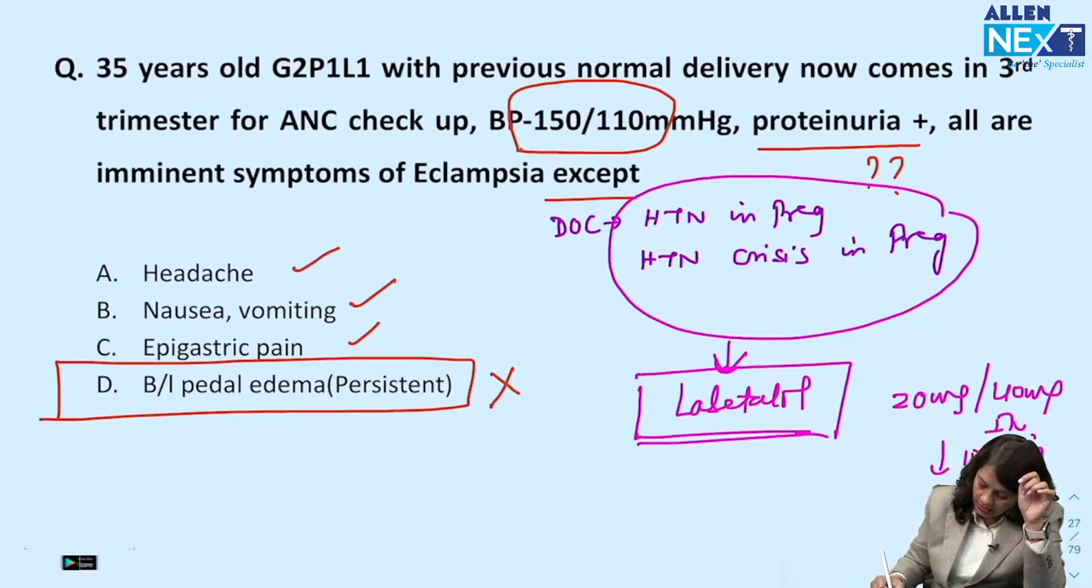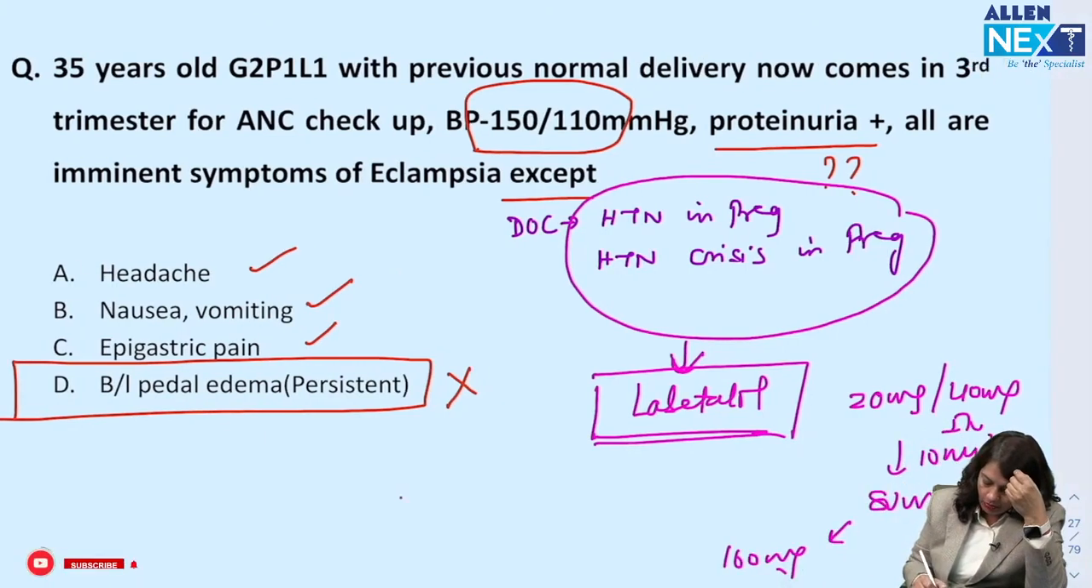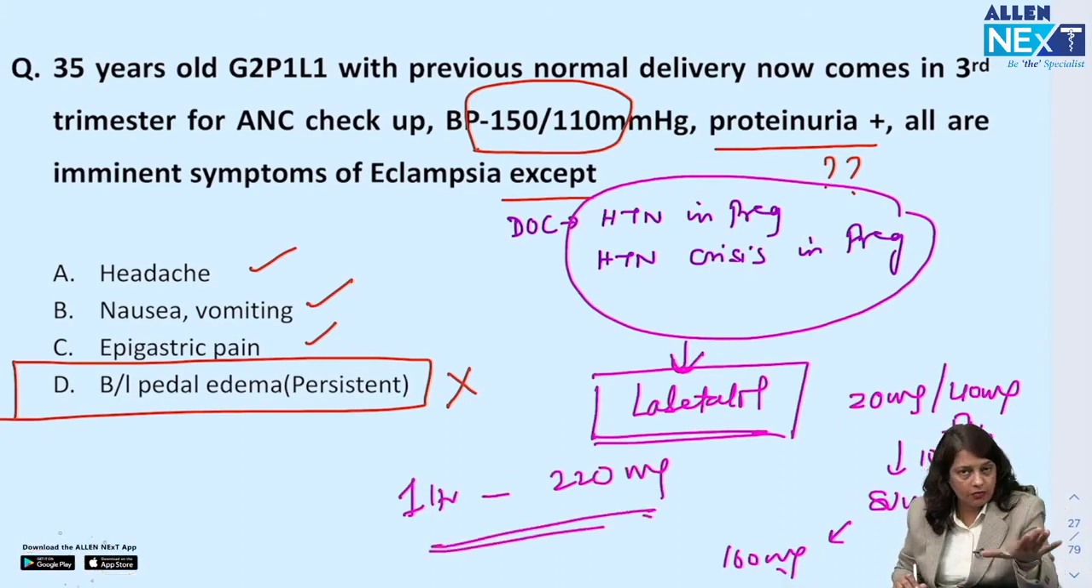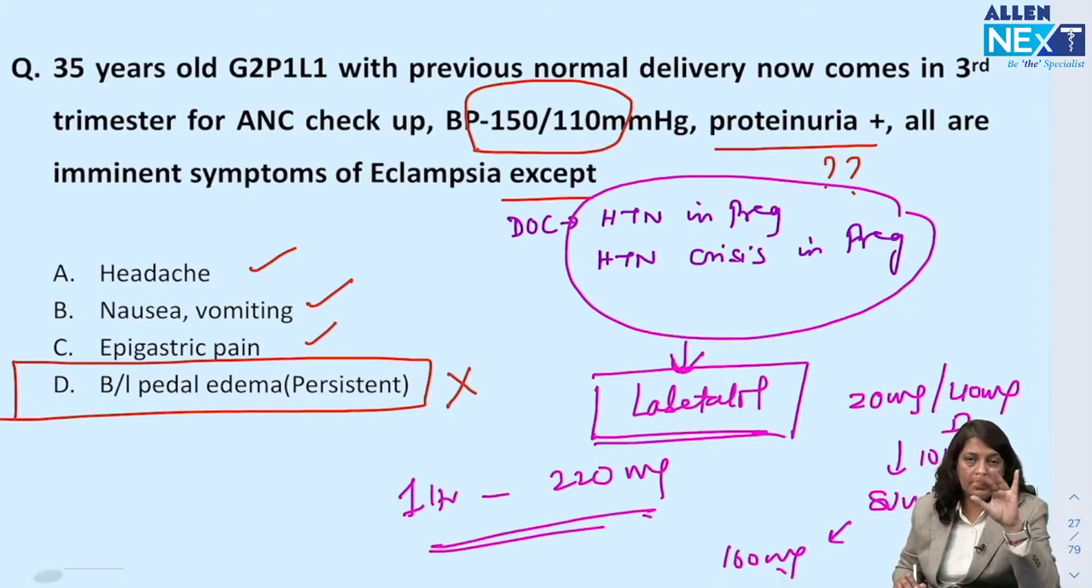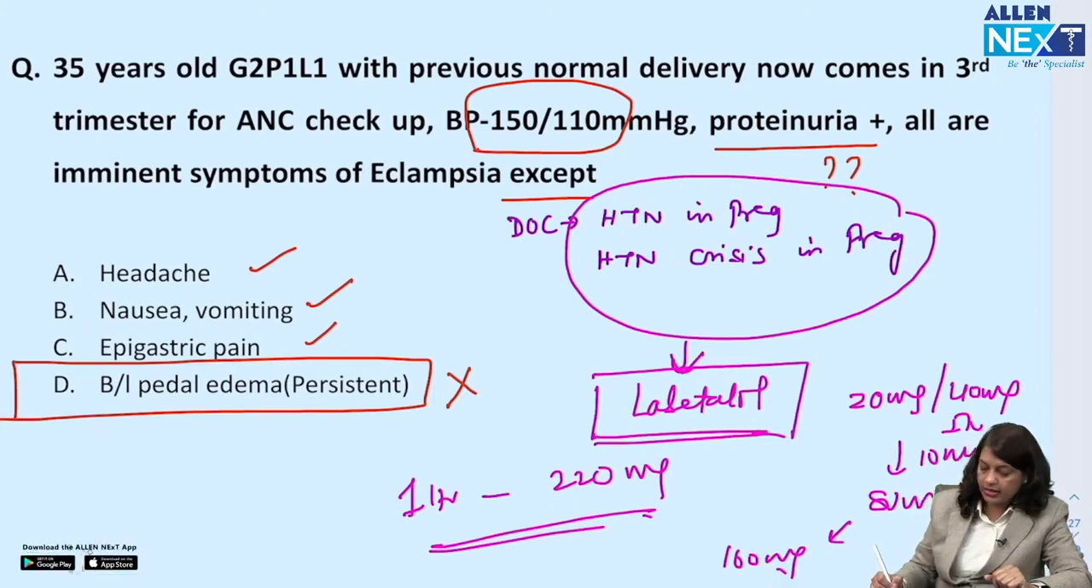20-20, 40 का 80 कर देते हैं, 80 का 160 कर देते हैं. So in 1 hour time, the maximum dose we can give is 220 milligram of labetalol. So its onset of action is fast, it is a safe drug, and it has no teratogenic effect. Now, which antihypertensive is contraindicated? Of course, the ACE inhibitor is contraindicated.